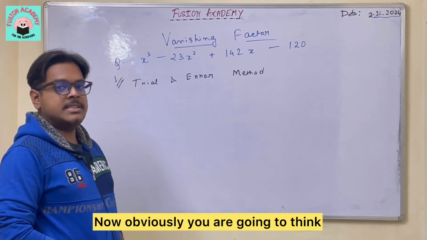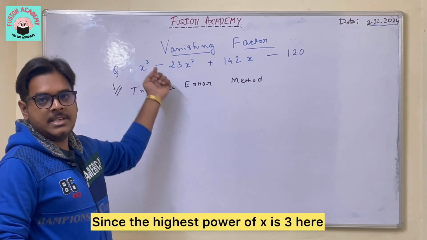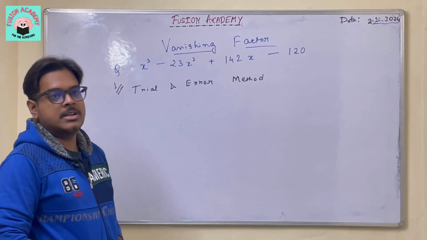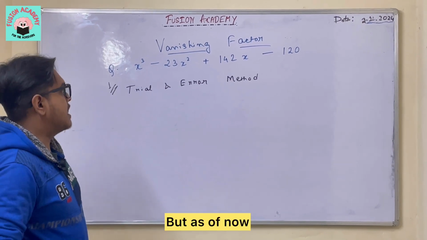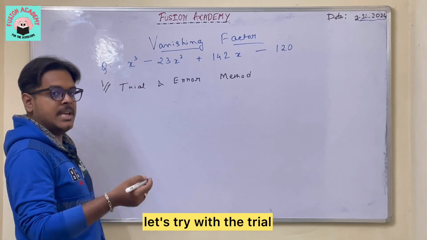Now obviously you're going to think that how many factors we are going to have in this equation. Since the highest power of x is 3 here, we are going to have 3 distinct factors. They may be equal, they may be not, they may be imaginary, they may be negative. Let's find out what happens in this equation. But as of now, for the very first factor, let's try with the trial and error method.